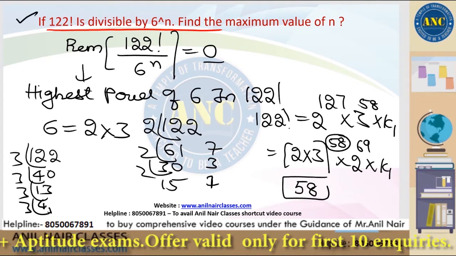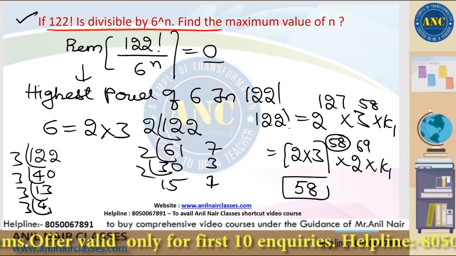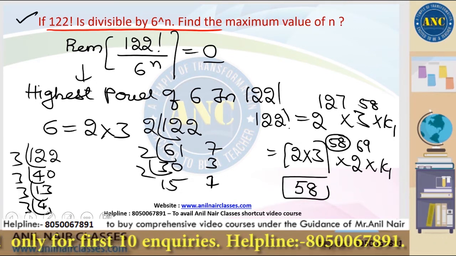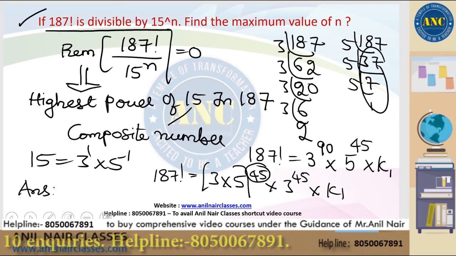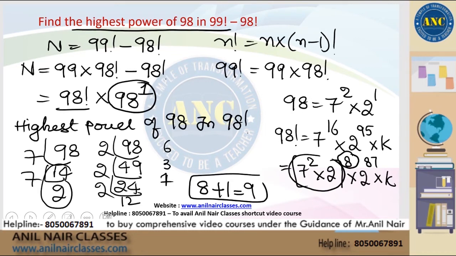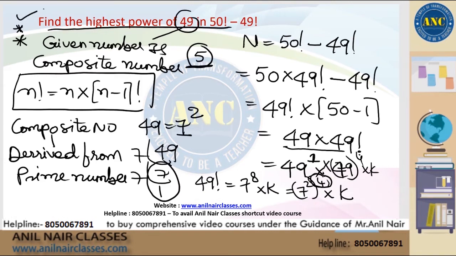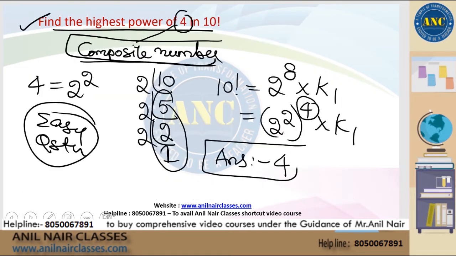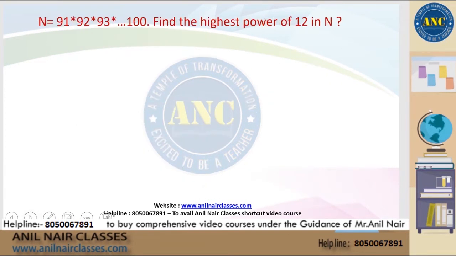The idea is clear. Two questions based upon divisibility by 6 power n or 15 power n. This question and the previous question are the same model, an introductory question. Multiple concepts we will discuss in the class. Another one: what if the factorial is not given in the question? See another model. No need to refer to any textbook, sir. The entire questions with Anil Nayar's way of solving will be there in your video course.